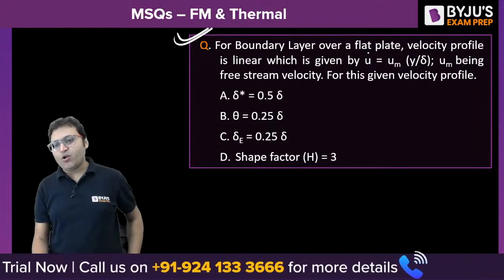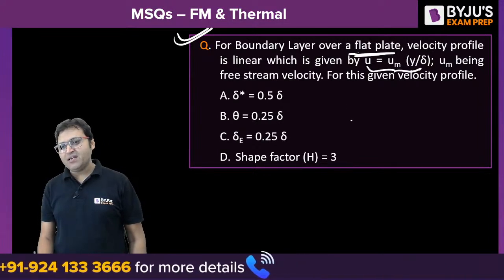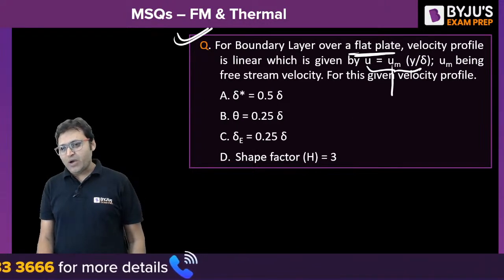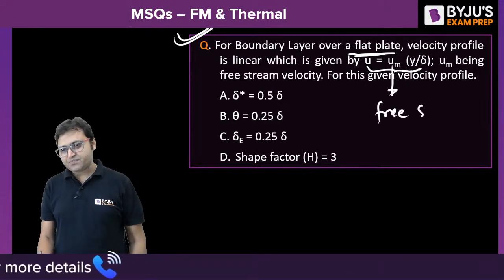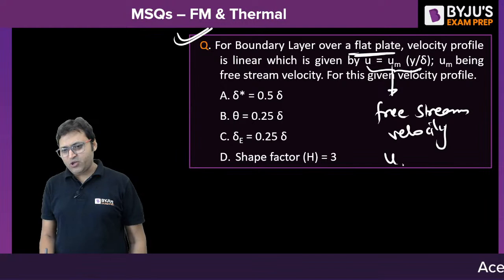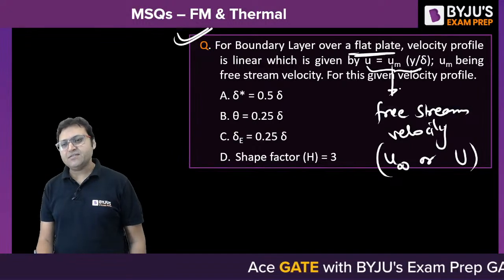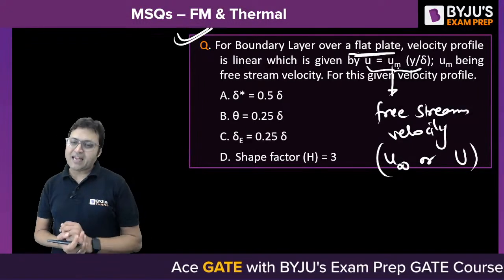For the boundary layer over a flat plate, the velocity profile is linear, which is given by U is equal to UM. UM is the free stream velocity. People use U infinity also, or capital U also. UM is the free stream velocity. Y is the distance from the plate in the direction normal to the flow.